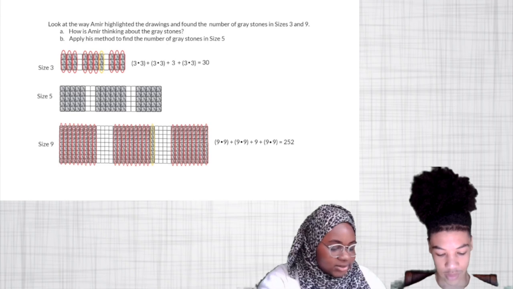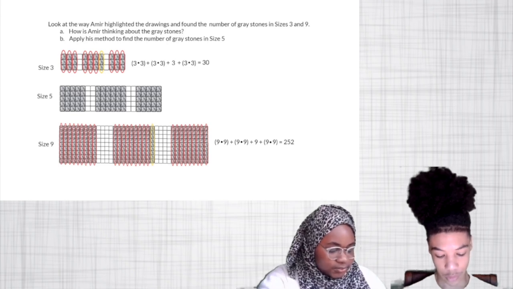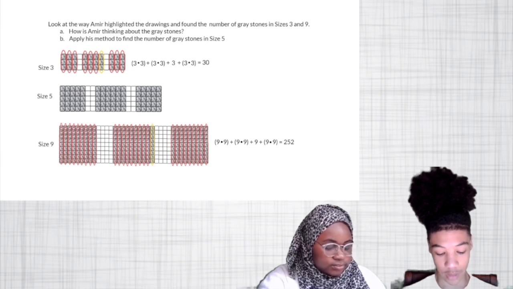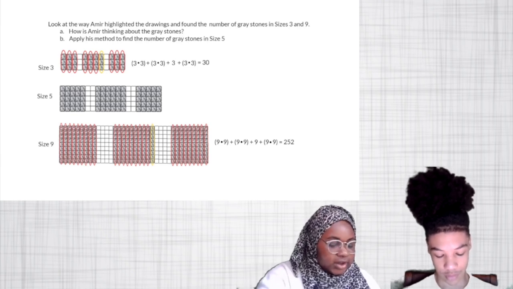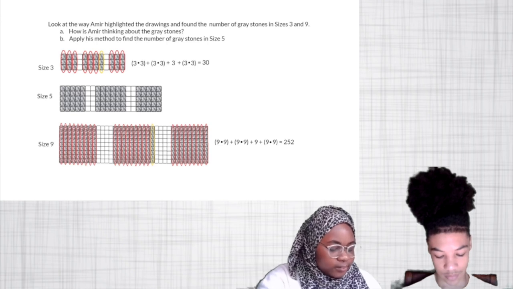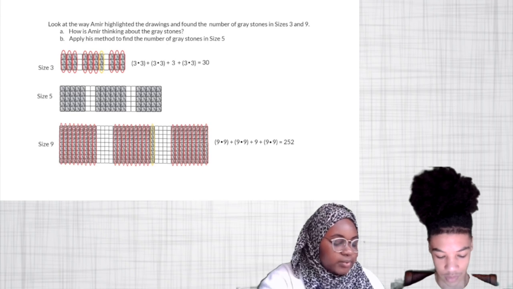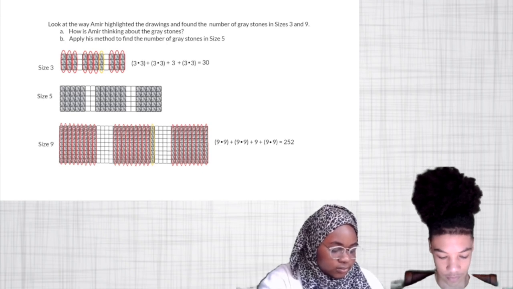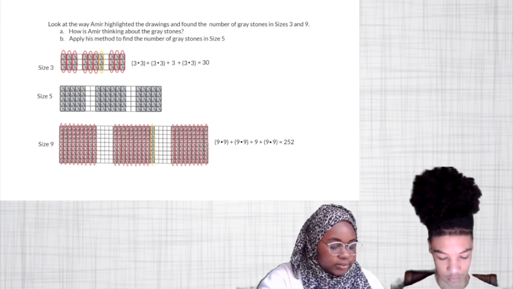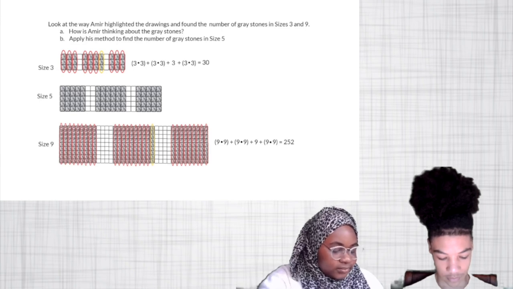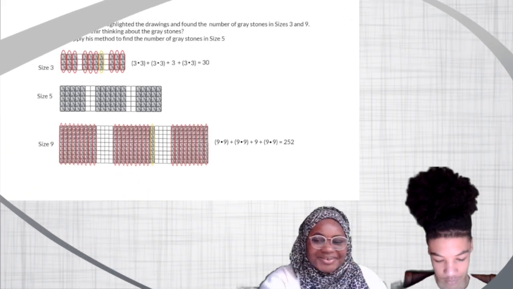I also noticed that he uses yellow to highlight the extra column of stones. Yeah, like the ones he's adding. Yes. Okay. So we should probably use a different color for that, I guess, extra stones, or the stones we're adding in size 5.